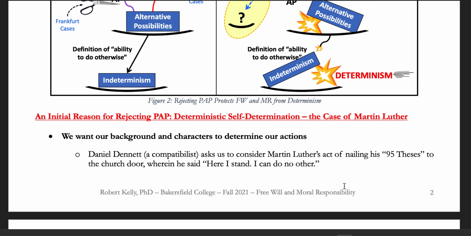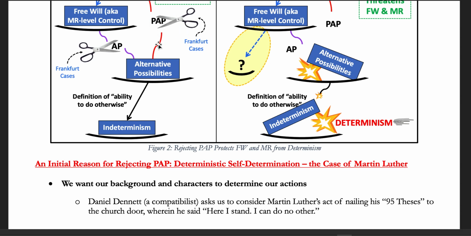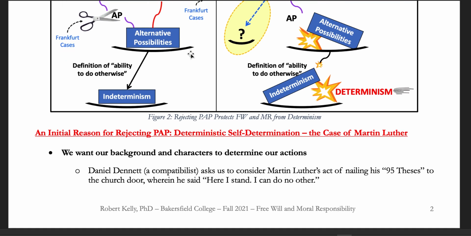That's the idea anyways. All right, so why do people reject PAP? How do they do that? Again, this is what we're going to focus on today: rejecting PAP by using the Frankfurt cases. But let's start with an initial reason. Not a Frankfurt case, just an initial reason.